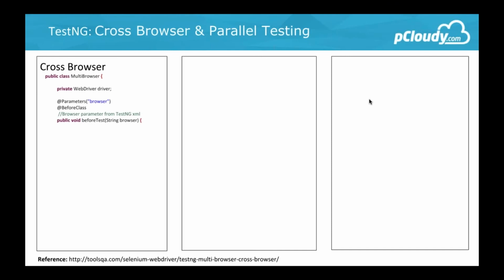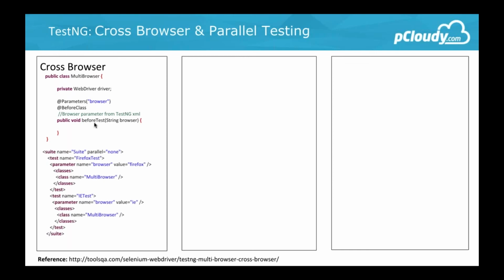Now how is cross browser testing achieved? This is multiple browser. Using the same parameterization, I will say there is a before class, and before test, I need a parameter browser. So in the before test with browser, now I can say if browser equals Chrome, then open Chrome driver. If browser equals Firefox, then open Firefox driver. If browser equals Internet Explorer, then open IE driver. Once the driver object is set, I'm done. My test case will follow.